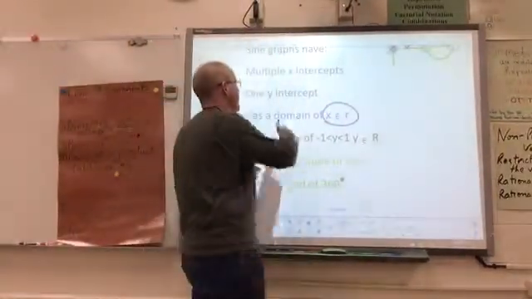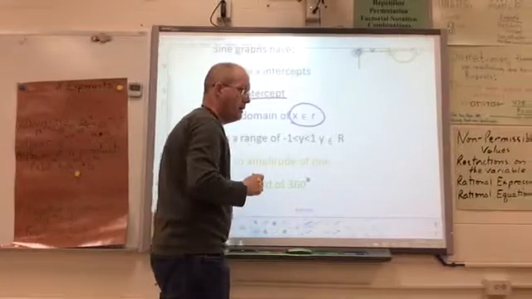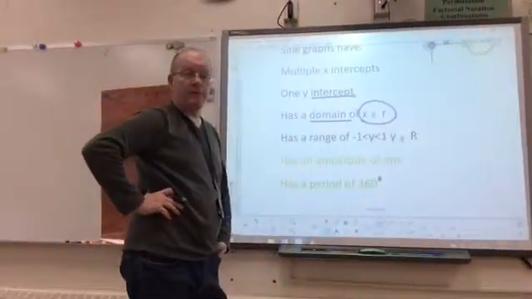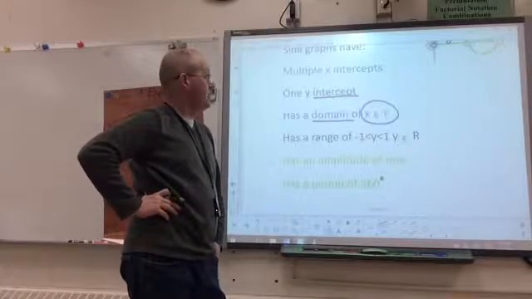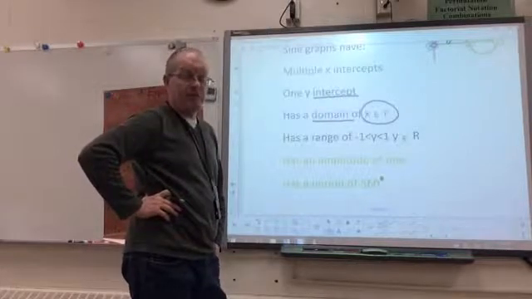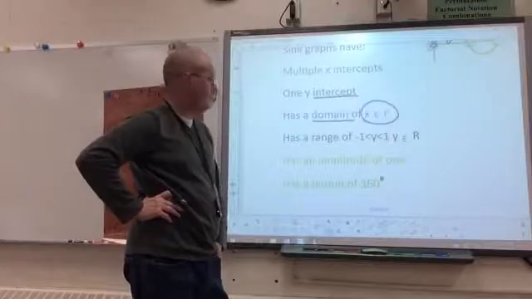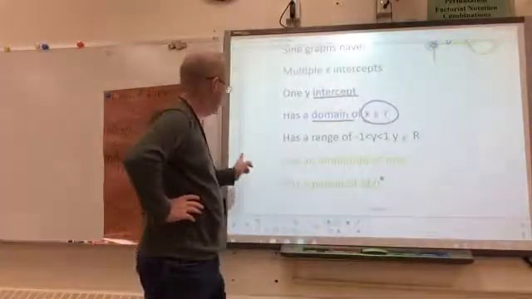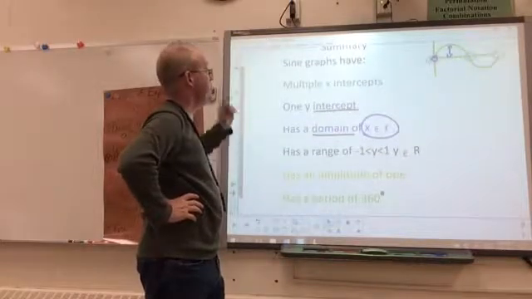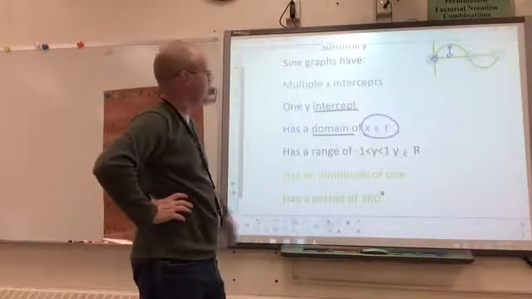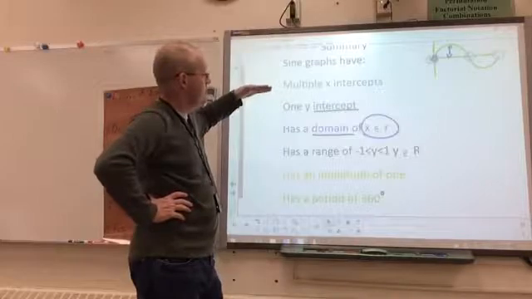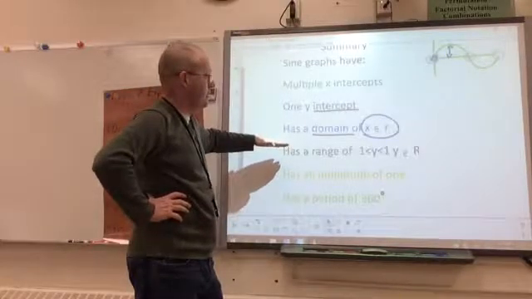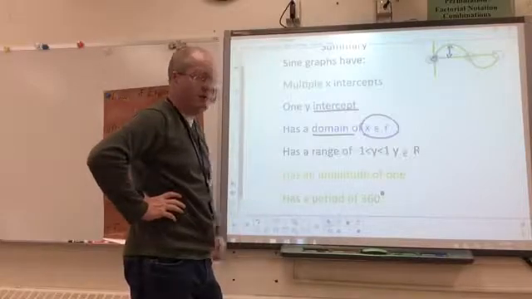So one y-intercept, has a domain of x is all real. So yes, you can argue with me, depending on the graph, what it looks like, but a sine graph usually, its domain is all real. All right? So this is what you have to know, and this is the big part of this section. Multiple x-intercepts, one y-intercept, domain x is all real, range between -1 and 1, amplitude of 1, has a period of 360 degrees.